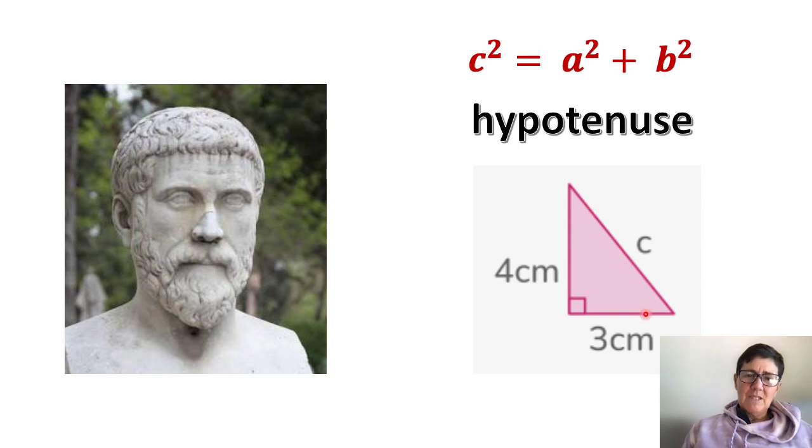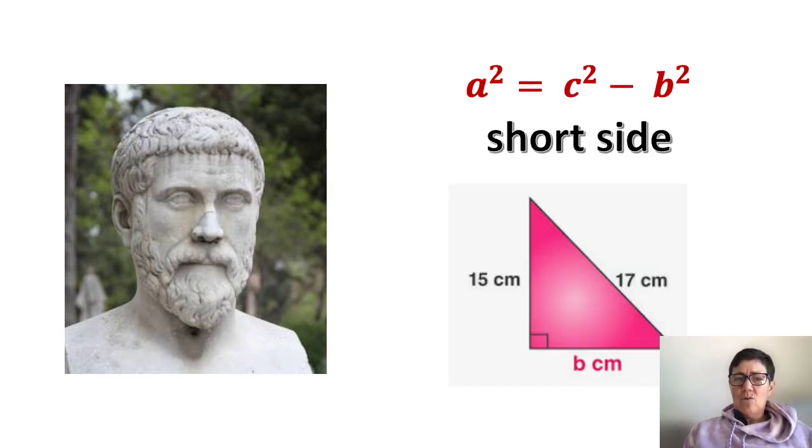Okay, now remember this guy? He played with all these right-angled triangles, and he worked out the relationship between the hypotenuse and the other sides, and he worked out this formula. He also worked out the formula to find a short side, and it was this formula. All right, remember we've got the two formulae.